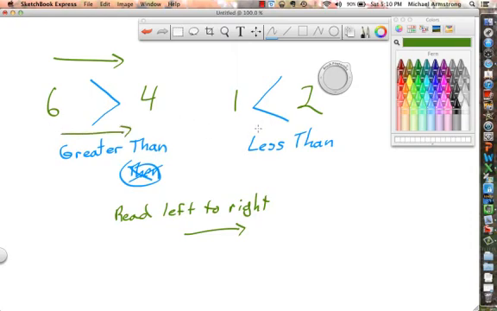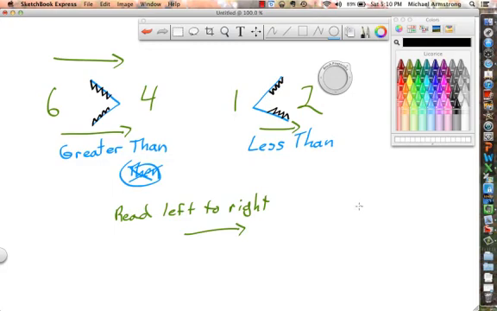6 is greater than 4. 1 is less than 2. And you guys know from the past, I assume, that the sign is like a mouth. It's one of the easiest ways to remember what's happening. And you can imagine there's teeth in there. And it always wants to eat the bigger number. It's a greedy mouth, okay? And so it's eating the bigger number. So its mouth is open towards the bigger number.